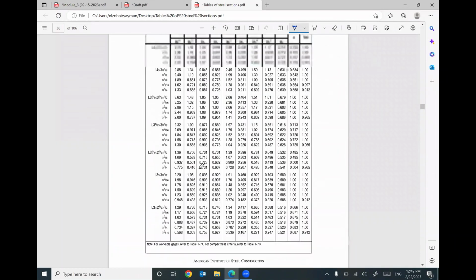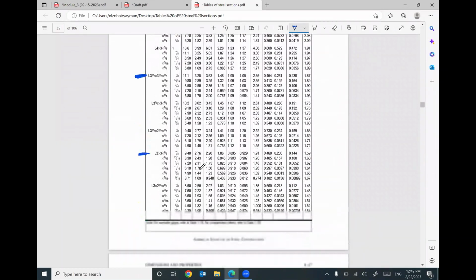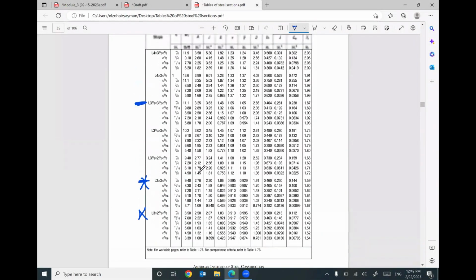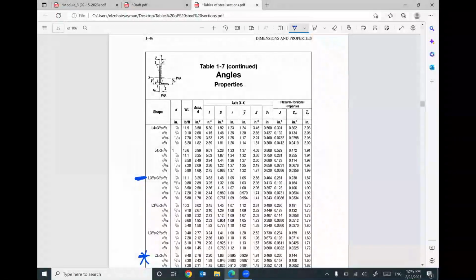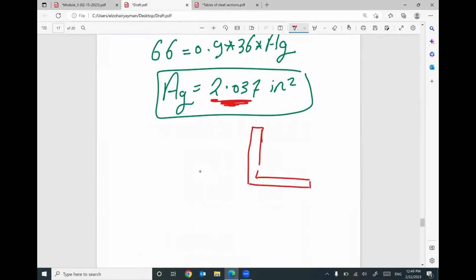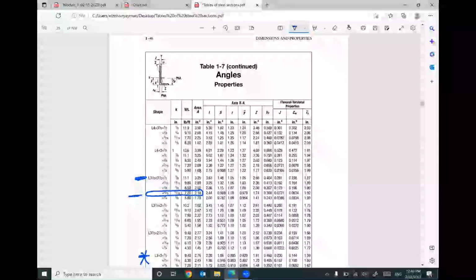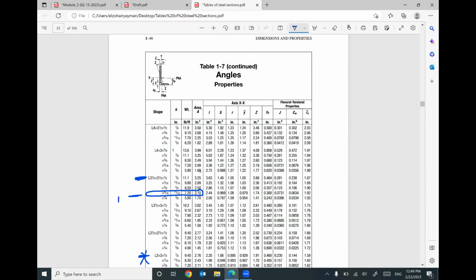And what about this one? No. This one is not equal leg. I'm sorry. And this one is not equal leg. Yeah, this one can be. Your area here is 3, 2, 2.5, 2.1. I think this one can work. 2.1 will work because your area is 2.037. So 2.1 will work. So we have another option, 3.5 times 3.5 times 5/16. This one can work.